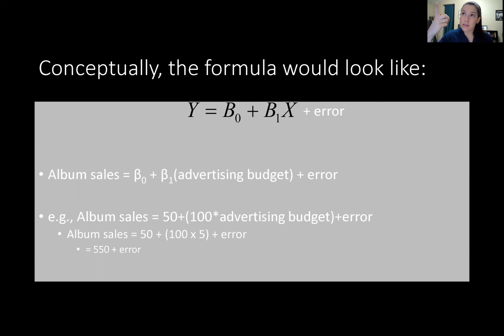Well, then what I would really like to do is spend $5,000 on advertising. What can I expect with album sales if I spend $5,000 on advertising? At that point, it's really just plug and play. Whenever you do the math, based on the model, we can predict that by spending $5,000 on advertising, we should be able to sell about 550 albums. We also still know that there's error to account for, but now we have what's called a predicted value.